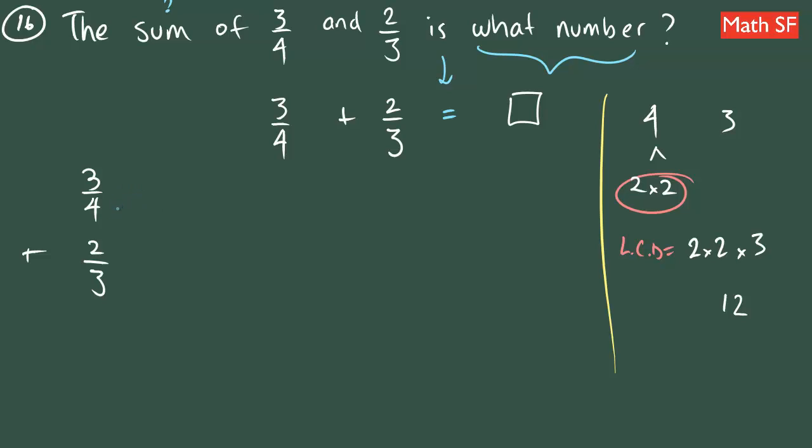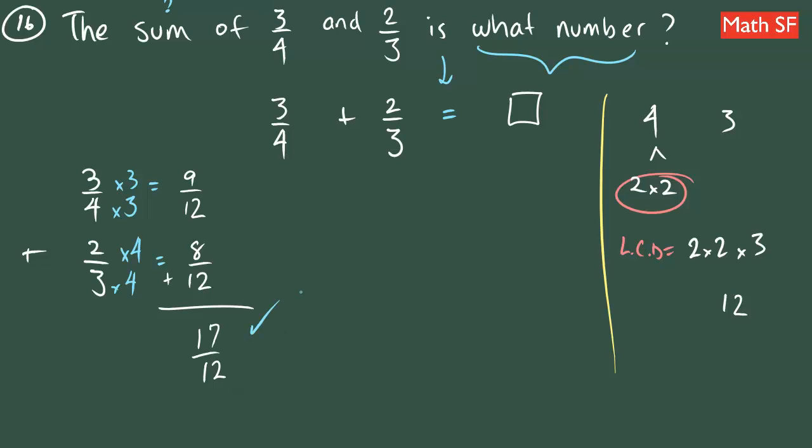So let's go back to this addition. 4 times 3 gives you 12, so in other words, you will have 9/12. And this part here I've got to multiply by 4 top and bottom. 2 times 4 should be 8, so 8 over 12. We have to add them. They have the same denominator, so just add 9 plus 8, which is 17 over 12. 17 is a prime number, and 12 is 2 times 2 times 3, so your answer is 17 over 12.